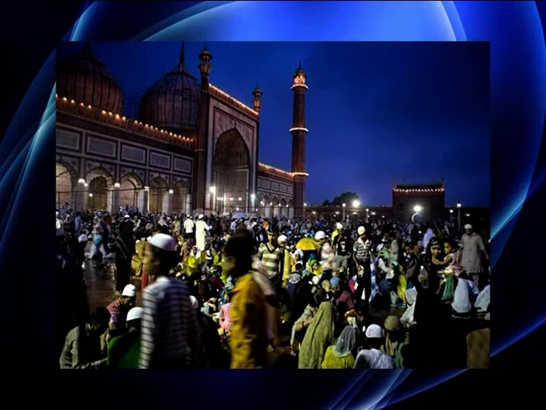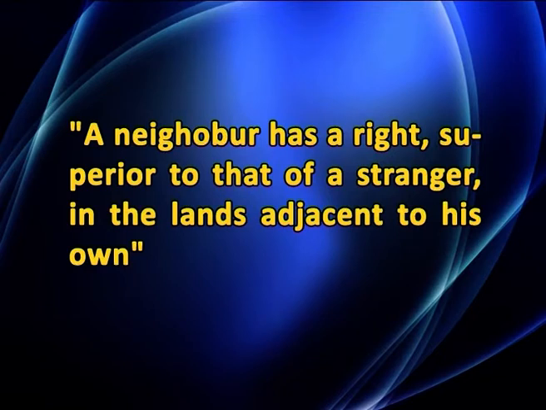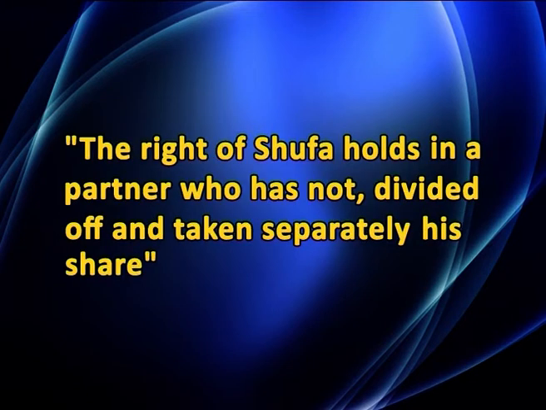The origin of this right may be traced from the texts of the Islamic law and particularly from a number of traditions of the Prophet as given in Hidayah. These are: a neighbor has a right superior to that of a stranger in the lands adjacent to his own. The right of Shufa holds in a partner who has not divided off and taken separately his share. The crux of these traditions is that when the owner of property intends to sell it, he must offer it to the pre-emptors first.